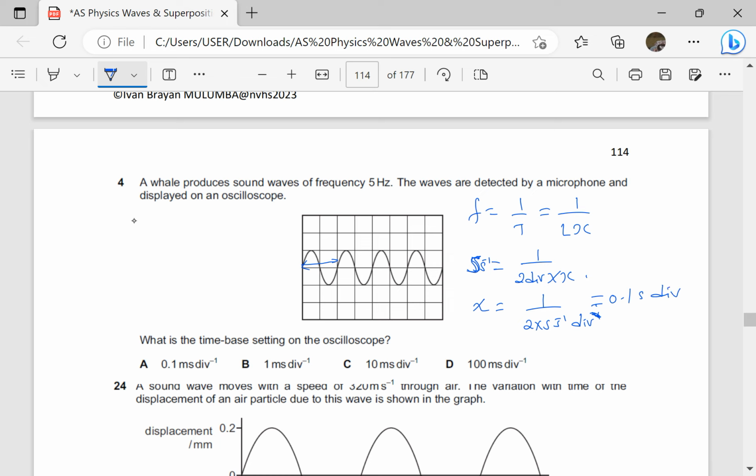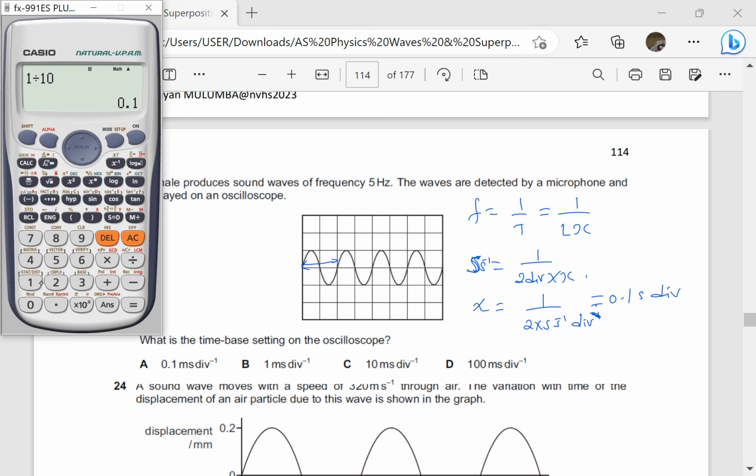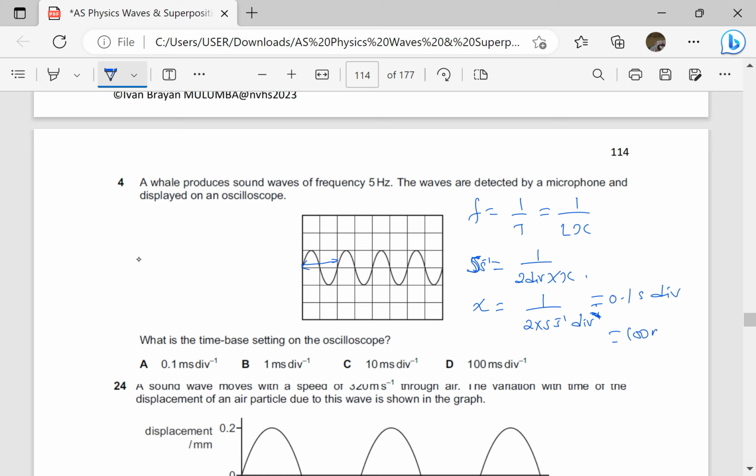So the answers here we have 0.1 millisecond per division, 1 millisecond per division, and 10 milliseconds per division. When we change this to milliseconds, we divide by 10 power negative 3. So the answer divided by 1 times 10 power negative 3. To bring in milli, it becomes 100. So this is 100 milliseconds per division. So the answer is going to be D.